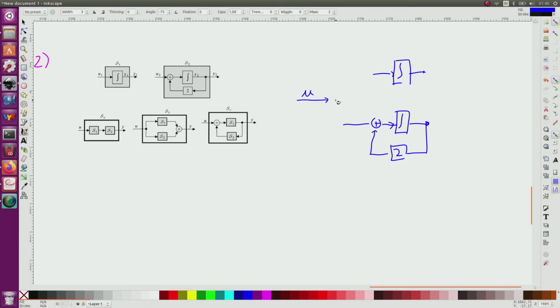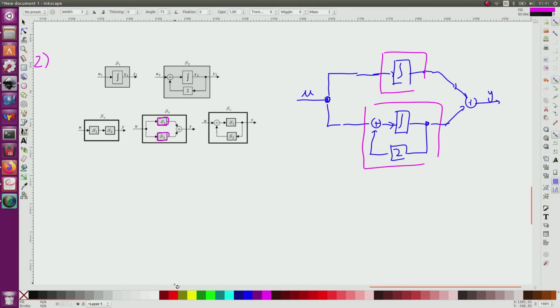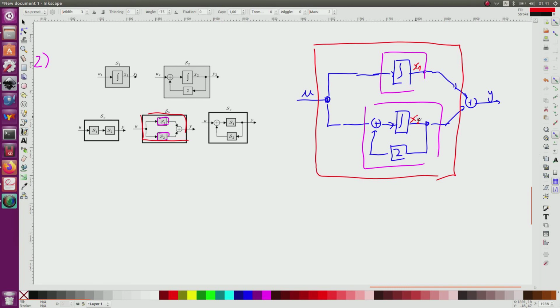U is here, here, and here, and both go to the adder here, which gives me y. This comes from this, and that comes from that. This corresponds to this. Again, I have the state inside the integrator, x1 and x2.